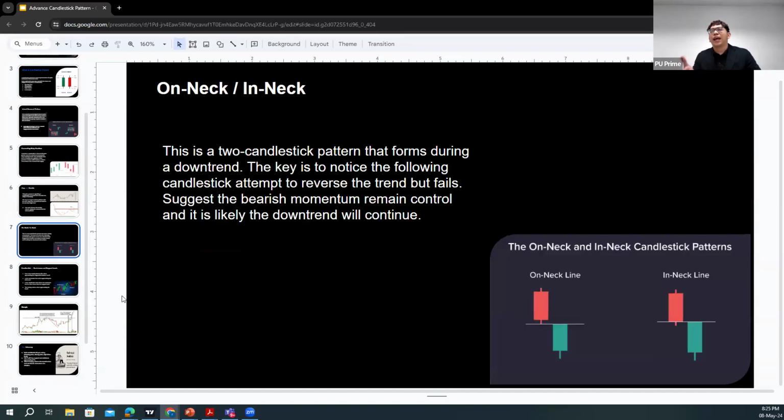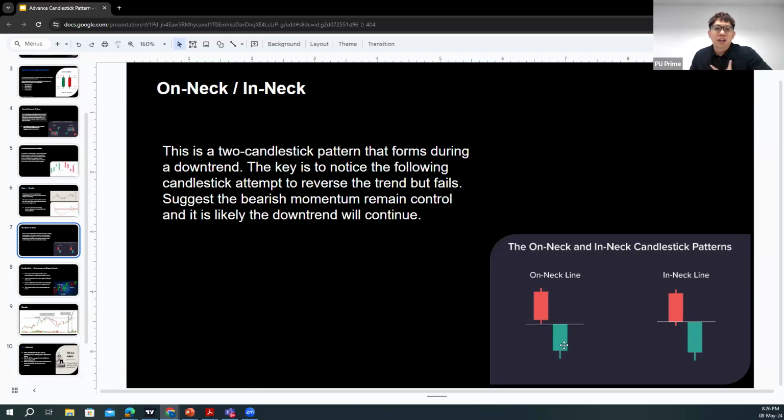The last one is the on-neck and in-neck candlestick. This is very hard to notice because it's just two candlesticks, but sometimes when you are not confident with yourself, this one is just for reassuring your trade. I'll take the left one to explain it. This is an example where we have the downtrend, and you're already inside, you have a short position, and the price goes down, down, down, and then suddenly comes this bullish candlestick.